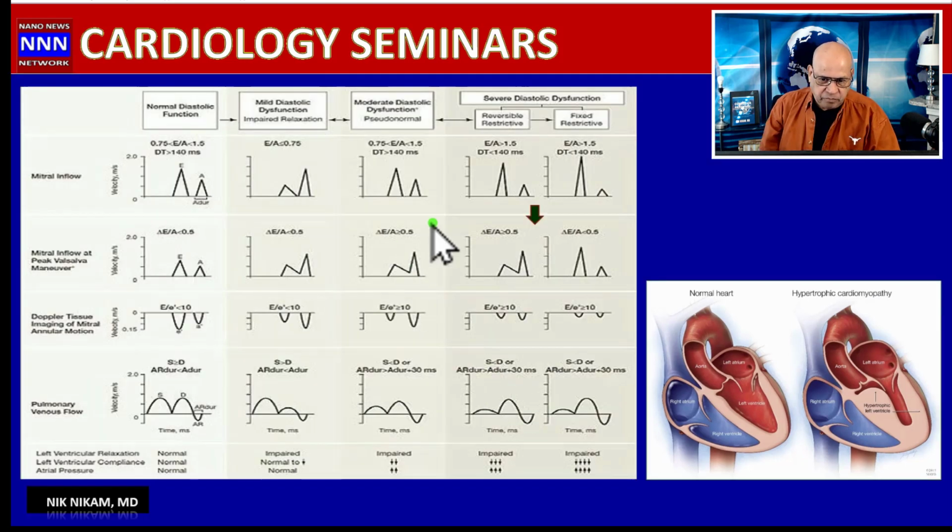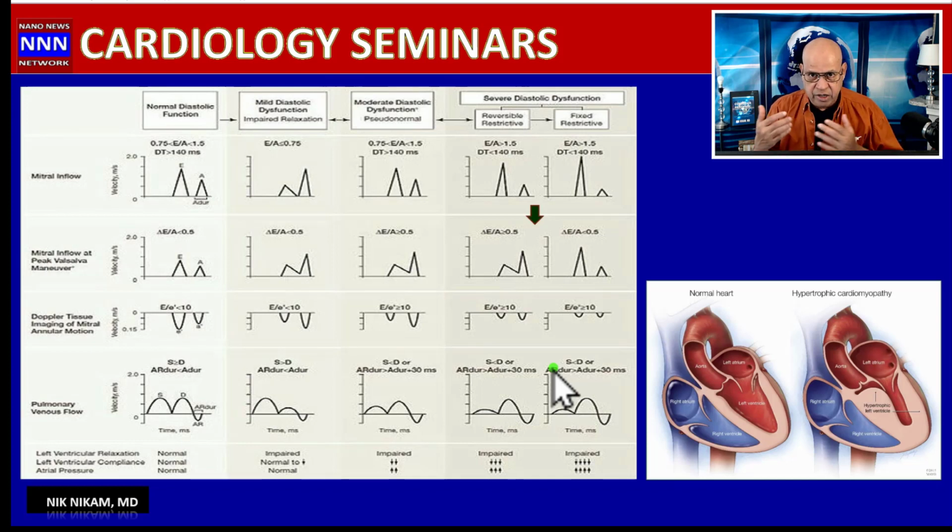And here, I'm going to focus on the most severe cases. There are two different varieties here, namely reversible restrictive disease versus restrictive disease. In grade 3, can we do anything to change the hemodynamics? I mean, that's the key.